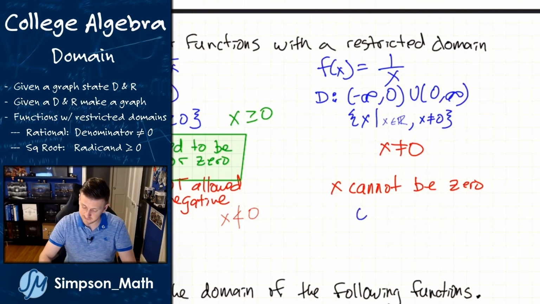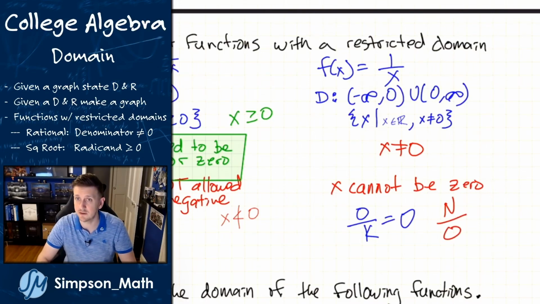Remember, if I have 0 divided by some number, let's call it k, that is okay. That is just 0. But if I have some number, let's call it n, and we divide it by 0, that's a no-no. 0 on the bottom, that's a no-no. That is undefined, and that's why we have that domain restriction. So keep that mnemonic handy.